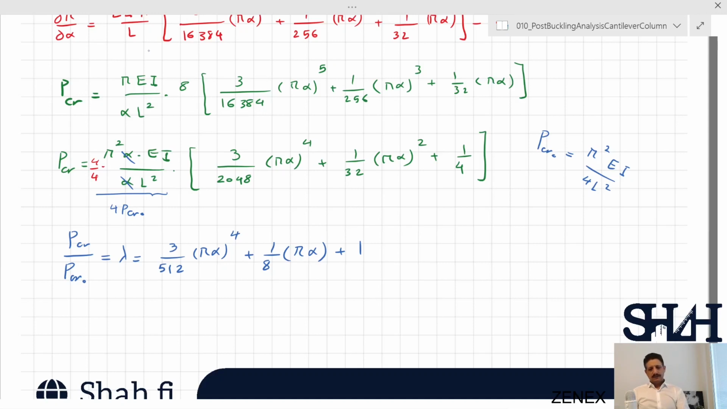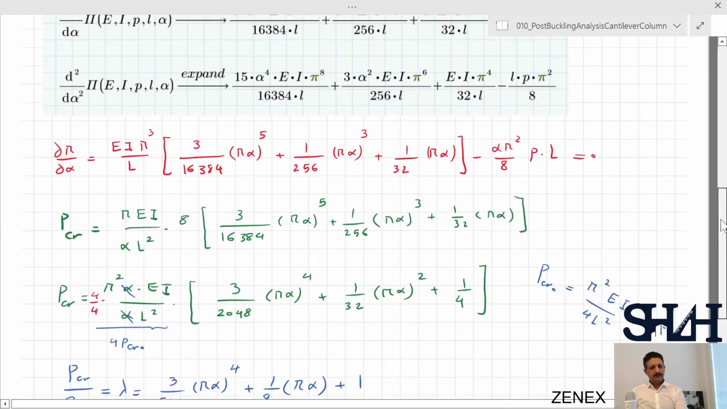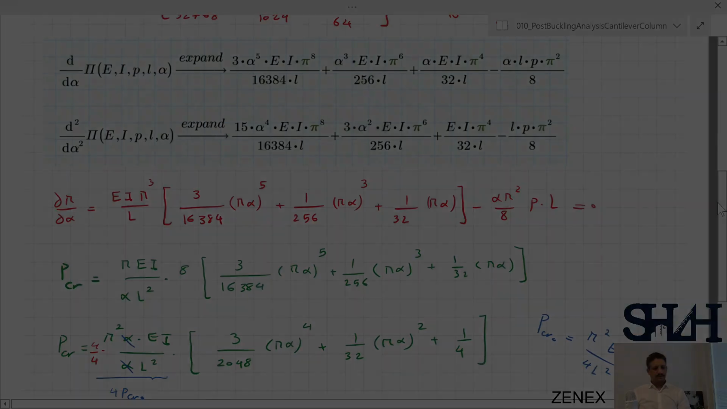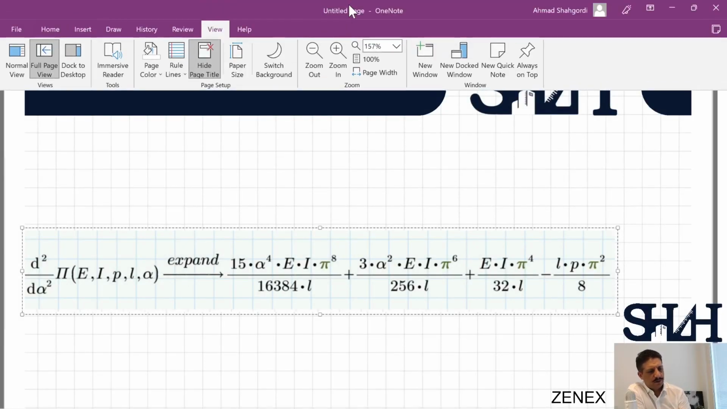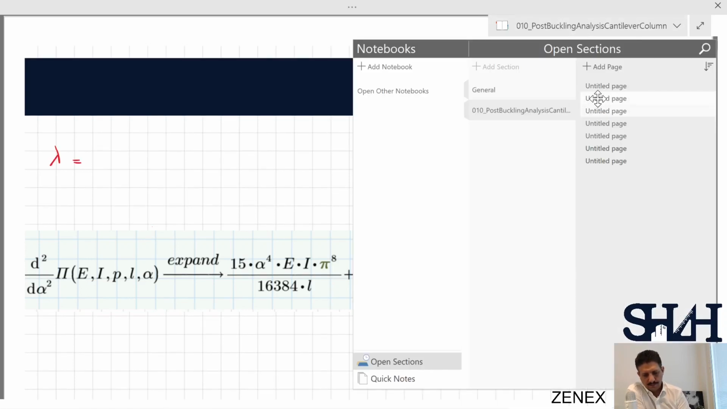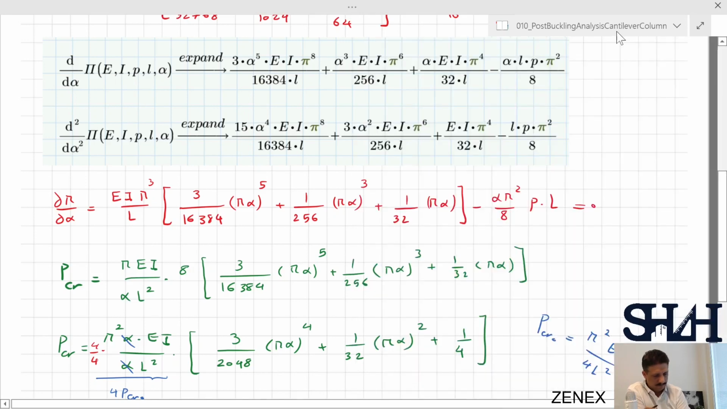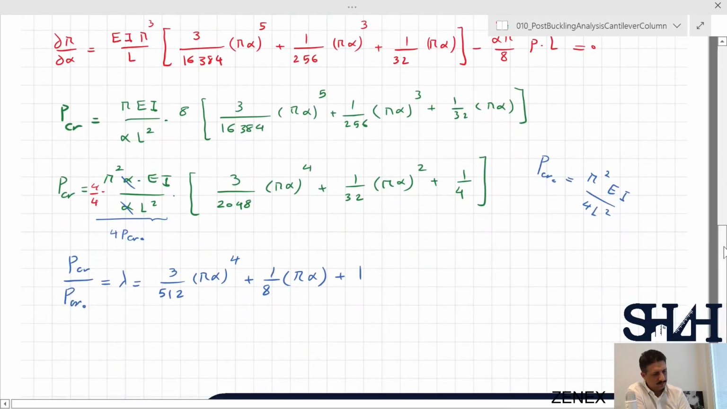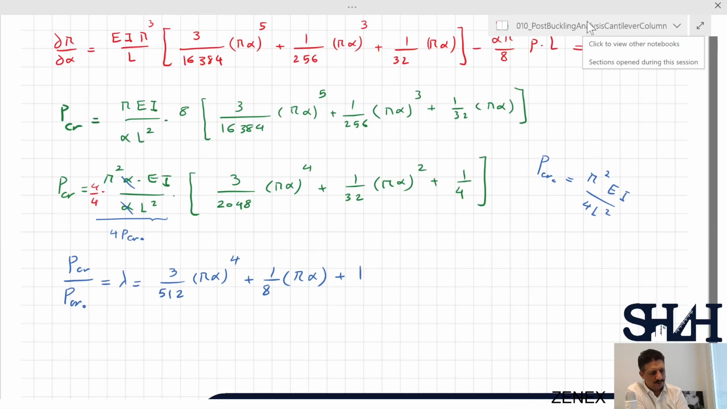Now the next is to check where this is stable. I will write lambda here so that we can compare the results. Three over 512.